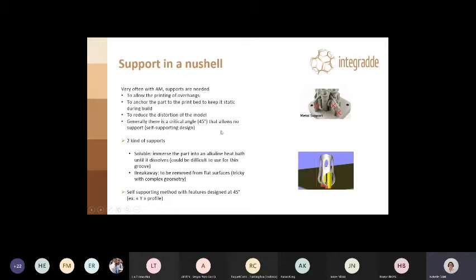There are two main kinds of supports. Either soluble supports, where you just have to immerse the part into an alkaline heat bath in order to dissolve the support. It could be difficult for thin grooves, however. The second kind of support is the breakaway support. In this case, the support will be removed from flat surfaces, and it can be quite tricky with complex geometry.